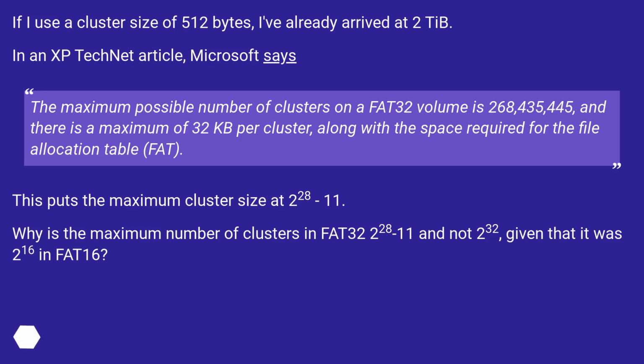Why is the maximum number of clusters in FAT32 2^28 minus 11 and not 2^32, given that it was 2^16 in FAT16?